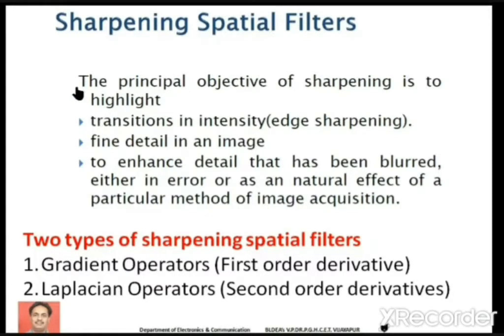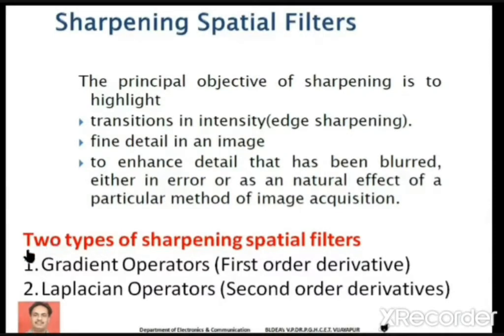Just remember the main objective of sharpening is to highlight the transitions in intensity, that is edge sharpening. You can find the finer details of the image, and also enhance the details that have been blurred, either due to some natural effect or due to image acquisition.